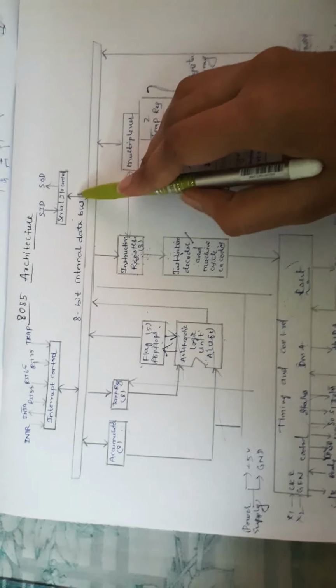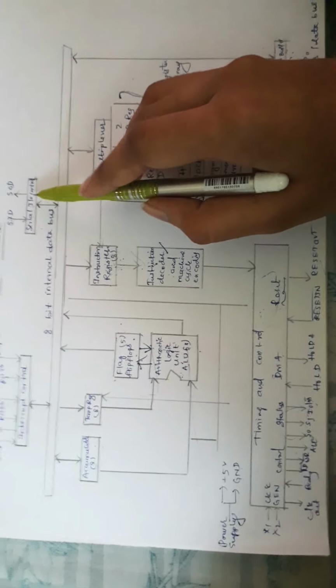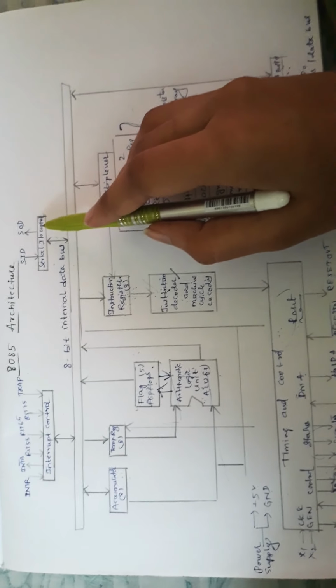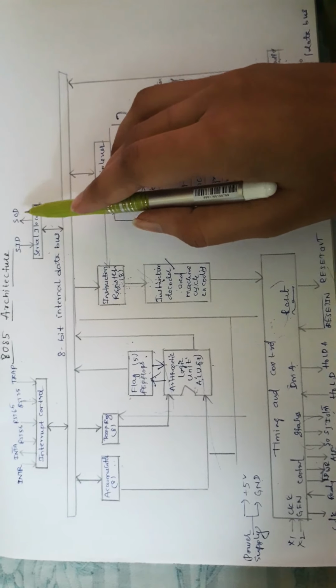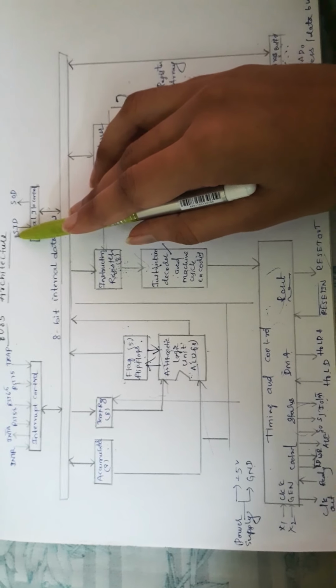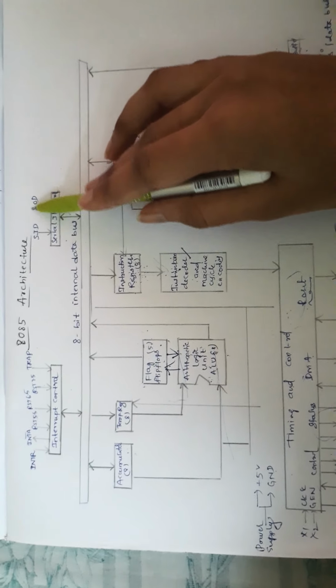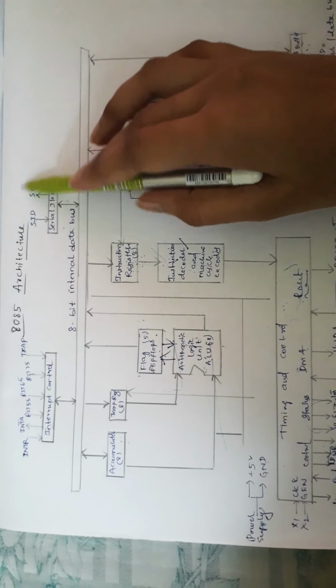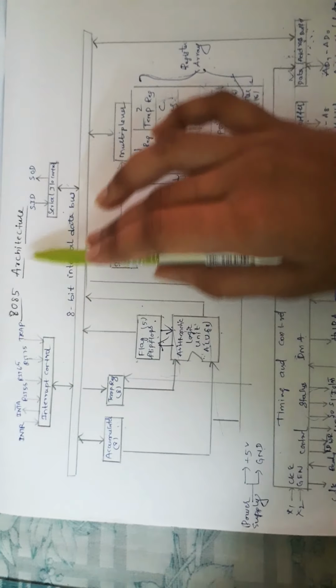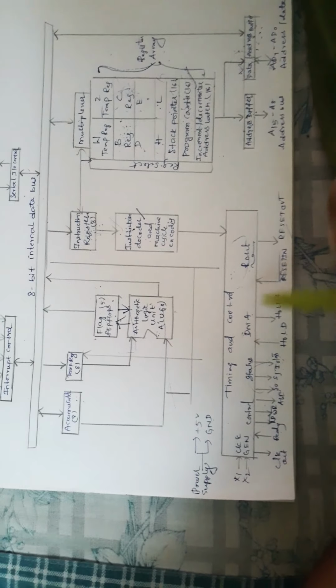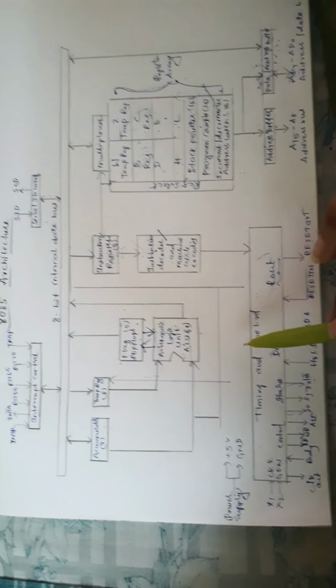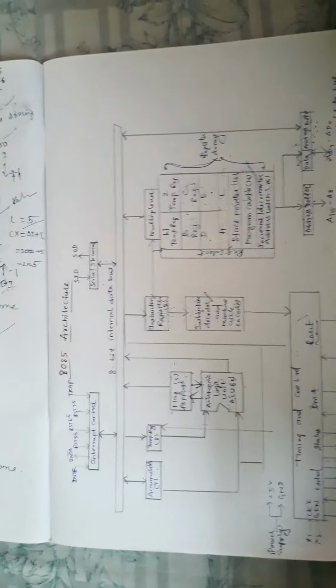Next, serial IO control. What is serial IO control? It controls serial data communication by using 2 lines, the serial input data and serial output data. We study all these interrupt pins, serial pins, and control pins in detail in the pin diagram. This is the whole architecture of the 8085 microprocessor.